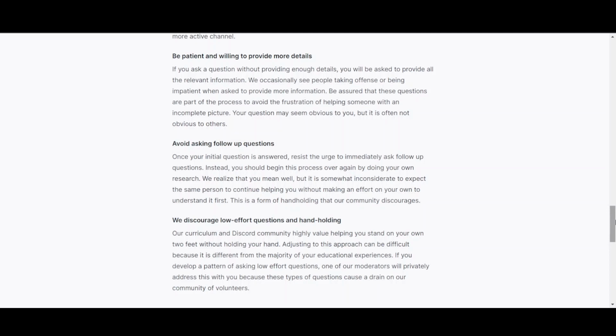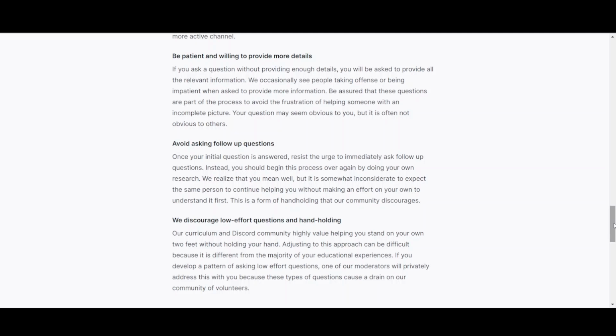Be patient and willing to provide more details. If you ask a question without providing enough details, you will be asked to provide all the relevant information. We occasionally see people taking offense or being impatient when asked to provide more information. Be assured that these questions are part of the process to avoid the frustration of helping someone with an incomplete picture. Your question may seem obvious to you, but it is often not obvious to others.